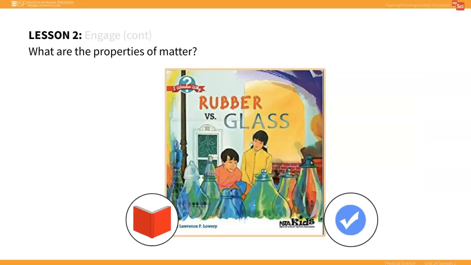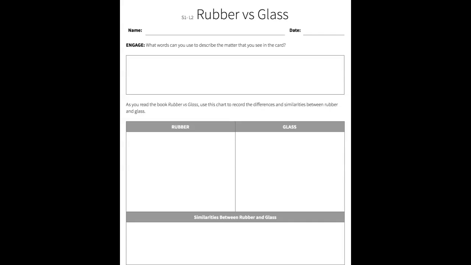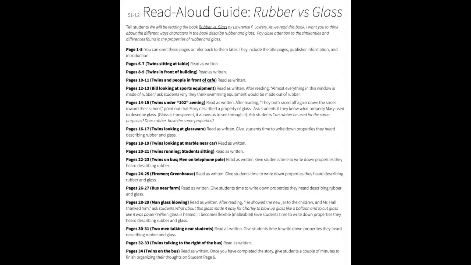You're going to read the book Rubber versus Glass aloud to the class. As you read the book, students should use the chart on the Rubber versus Glass handout found in their student journal to record the differences and similarities between rubber and glass. Use the Read-Aloud guide found in the teacher pages to allow you to prompt students for questions about the different properties of rubber versus glass while you're reading the book.